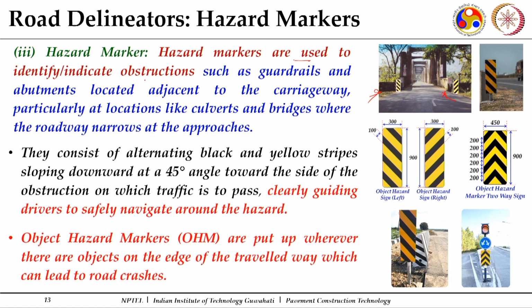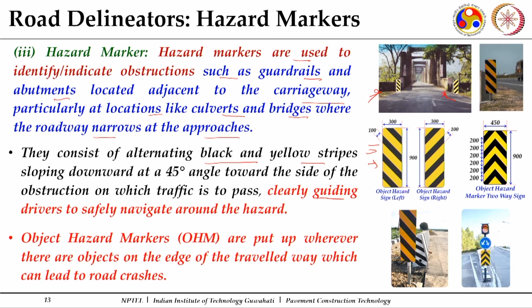They are used to identify and indicate obstructions such as guardrails and abutments located adjacent to the carriageway, particularly at locations like culverts and bridges, where the roadway narrows at these approaches. So, when approaching a potential hazard, these hazard markers are placed in front of it. They consist of alternating black and yellow strips. The yellow strips are at an angle of 45 degrees and they point in the direction in which the traffic is guided to pass by.